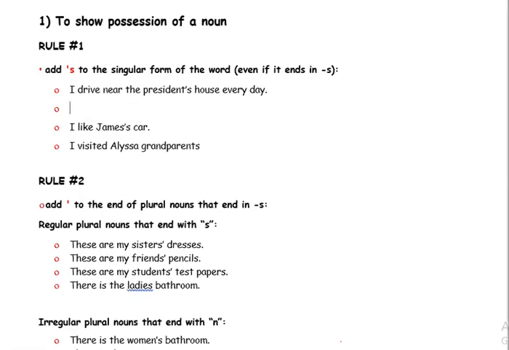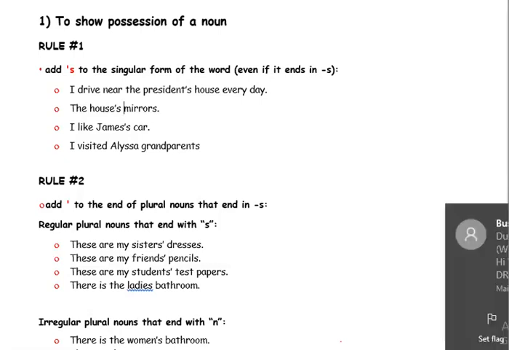Let's look at another example. Say I want to say that there are mirrors in the house and the mirrors belong to the house. Then I'll put an apostrophe S after the word house. But say I didn't have an apostrophe after the house. Then do I know how many houses there are? I'll assume that there are many houses in this regard, right? But by putting an apostrophe after the word and adding an S, I know that there is 1 house, okay?